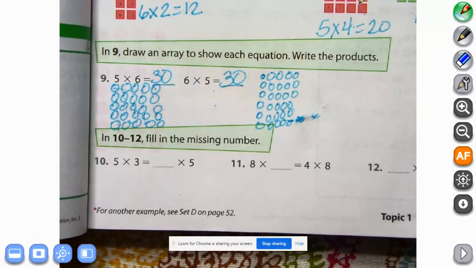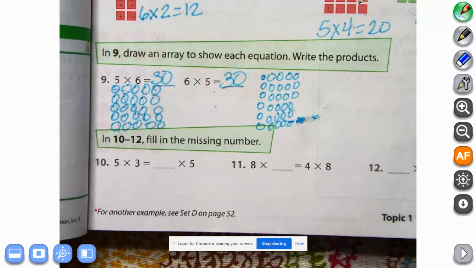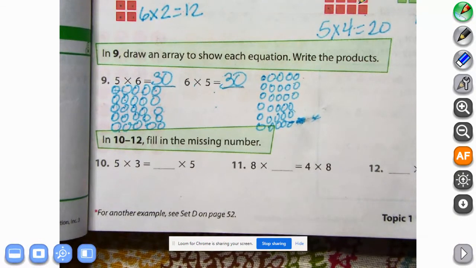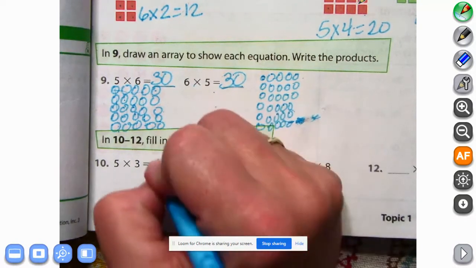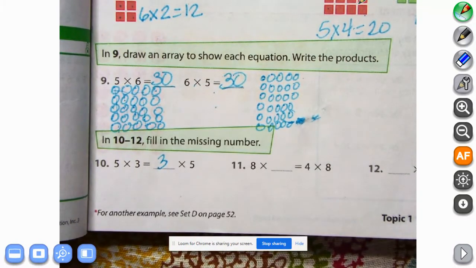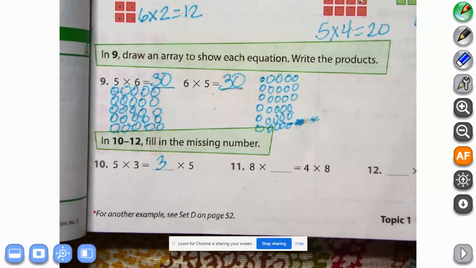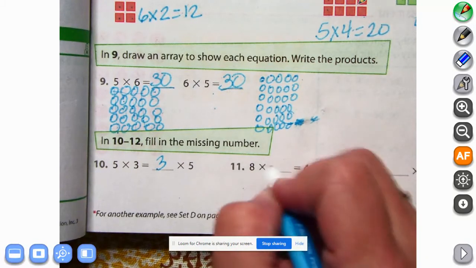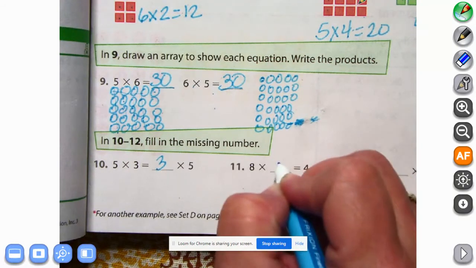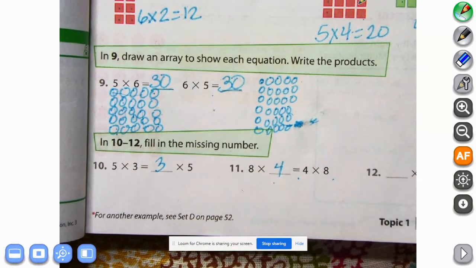Okay, numbers 10 through 12 says fill in the missing number. The first one says, if 5 times 3 equals 15, then blank times 5 equals 15. 3. If 8 times blank equals 32, then 4 times 8 equals 32.